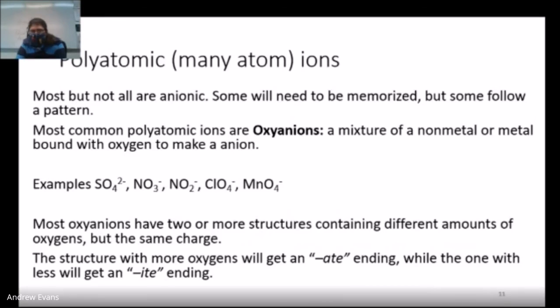Now, typically there's 2 structures, if there's any at all. And the one with the more oxygen will get an ATE ending. So instead of being an ide, like chloride, we're going to call this chlorate. If we have the less amount of oxygens, the less one is going to be ITE, like chlorite. So when we see nitrate and nitrite here, nitrate is the one with more oxygens. Nitrite would be the one with 1 less oxygen, so 3 to 2. Sulfate has 4 oxygens. If we lost one, we would get to sulfite. So SO3, 2 minus would be sulfite.